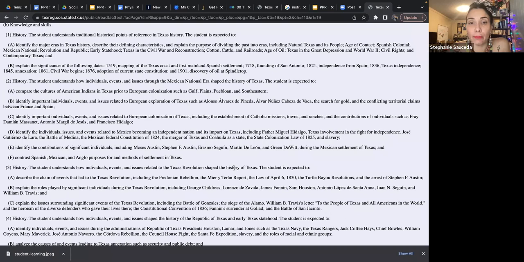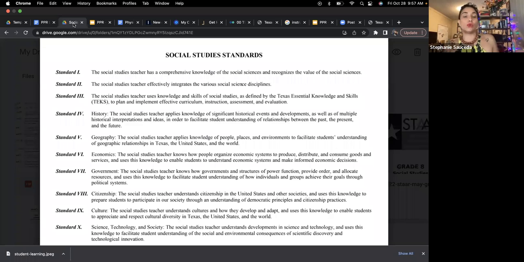And you can even put pictures of those different people, or the different Catholic missions, because you have to know that. Identify important individuals, events, and issues related to European colonization. Now, I will tell you that some of this stuff you don't have to Google straight out.